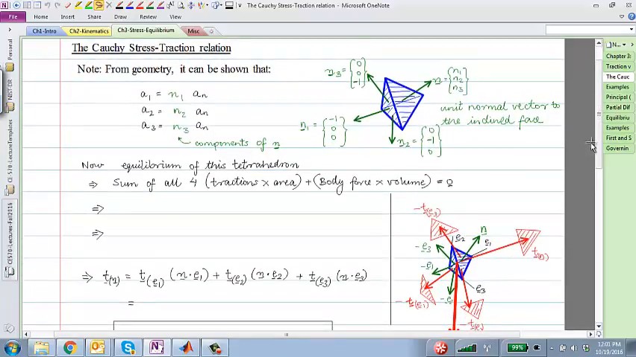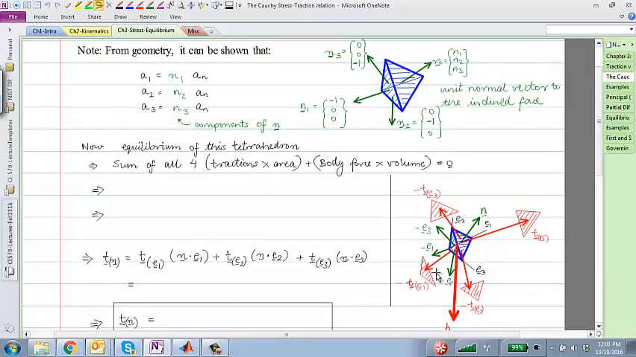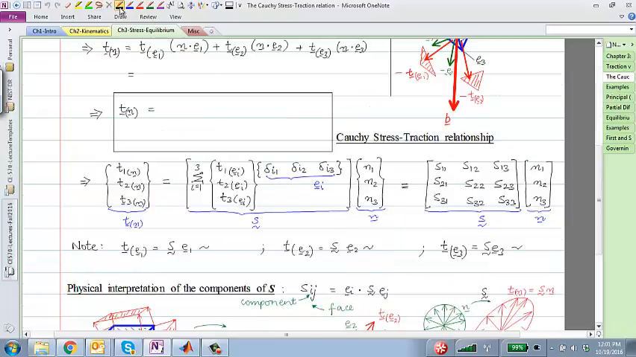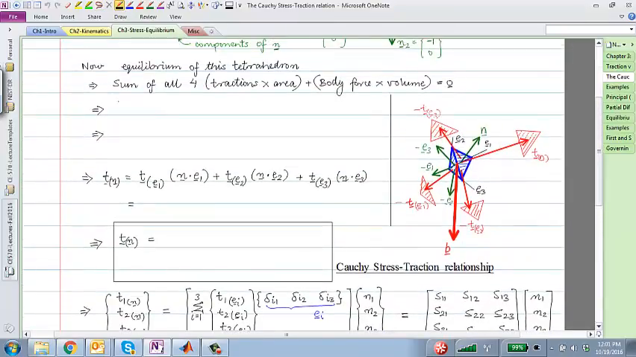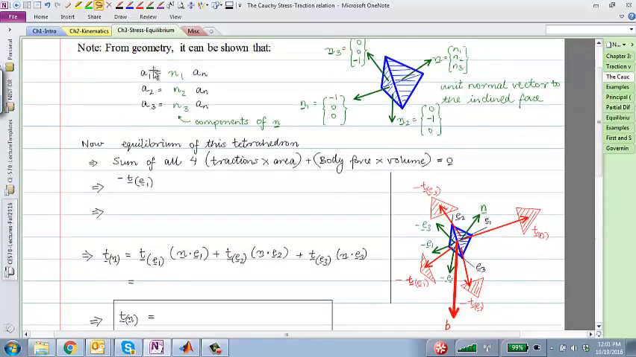And now we are ready to write the equilibrium equations, which, as I said, would be just sum of forces equal to 0. So sum of all the four tractions times their area plus the body force times their volume. That's all that we are going to do. So let's do that. On the face with normal negative E1, I have this minus T E1, write that. So minus T E1 times the area. What is the area of that face? Of this face, we just said that area is A1.